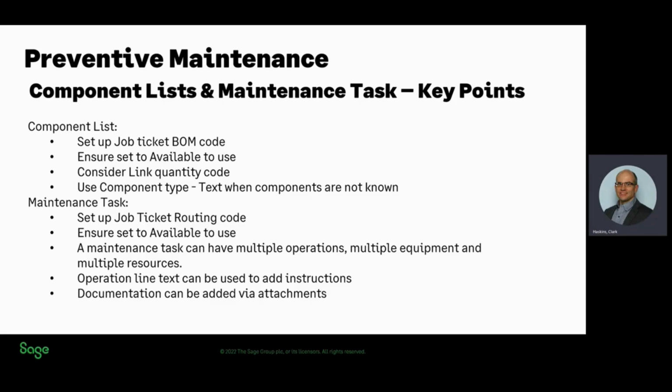For the maintenance task, we want to set up job ticket routing code. We want to ensure to set available to use so that the maintenance task can be used on the job ticket. A maintenance task can have multiple operations, multiple equipment, and multiple resources. It is very flexible. Operation line text can be used to add instructions for each of the specific operation lines, and documentation can be added via attachments.